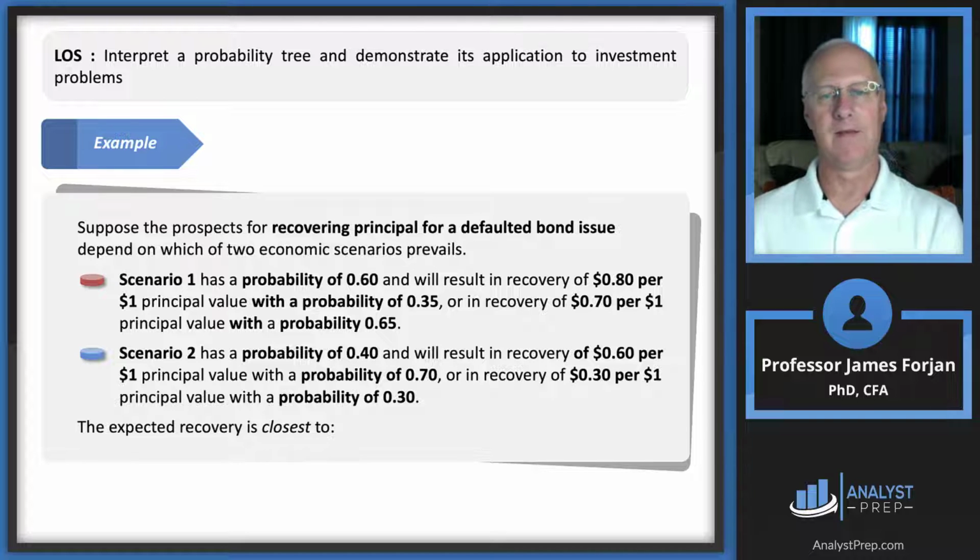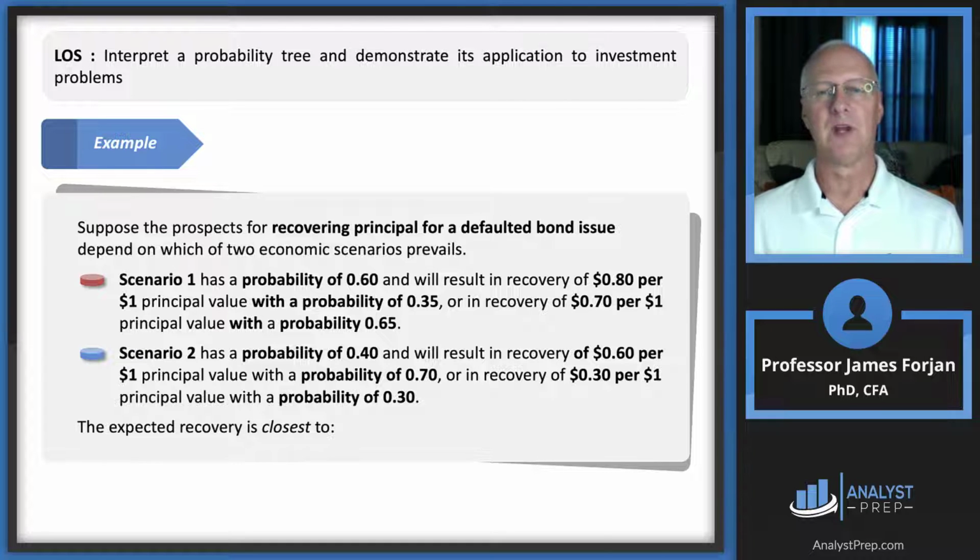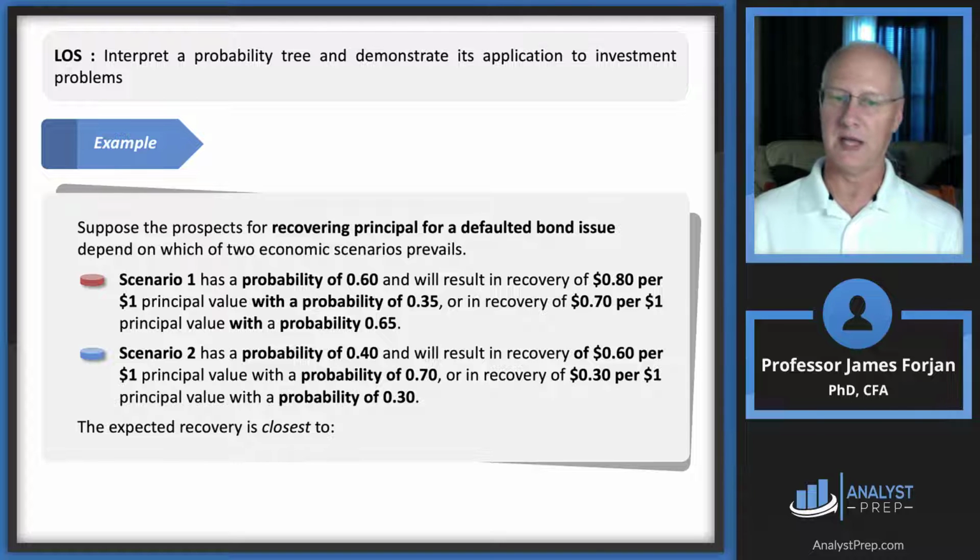All right, let's do a real live example. Suppose the prospects for recovering principal on a defaulted bond issue depend on which of two economic scenarios prevail. Scenario 1 has a probability of 60%, which means scenario 2 has a probability of 40%. Scenario 1 will result in a recovery of 80 cents, per $1, with a probability of 35%, or 70 cents with a probability of 65%. So in scenario 1 we've got a couple of probabilities layered in there. Scenario 2, with a probability of 40%, will result in a recovery of only 60 cents with a probability of 70%, and then 30 cents with a probability of 30%. What is the expected recovery closest to?